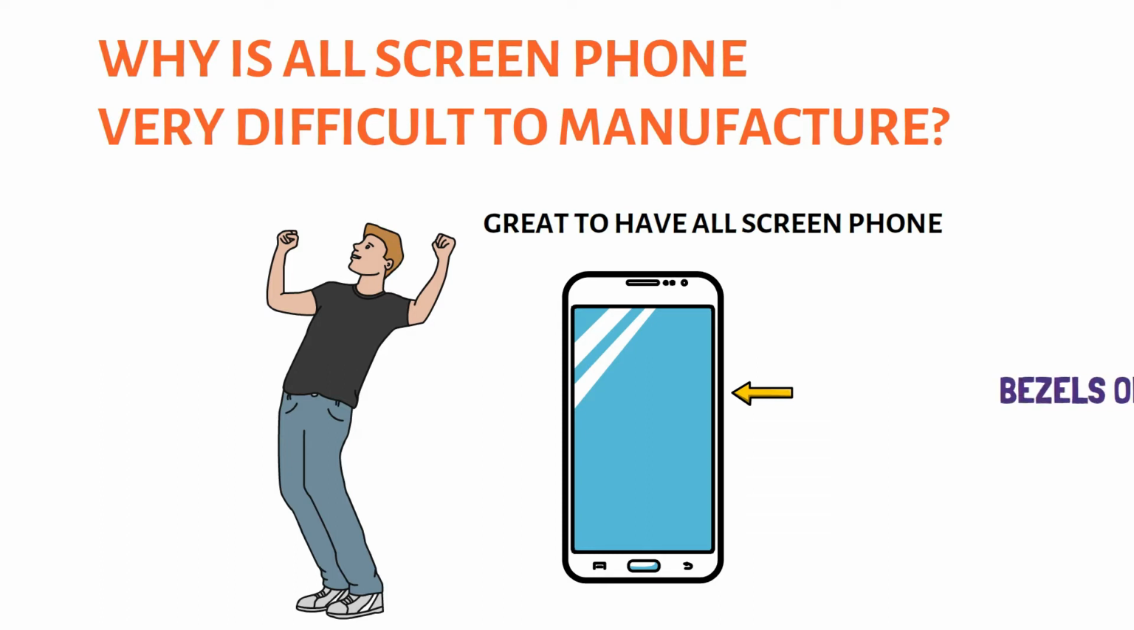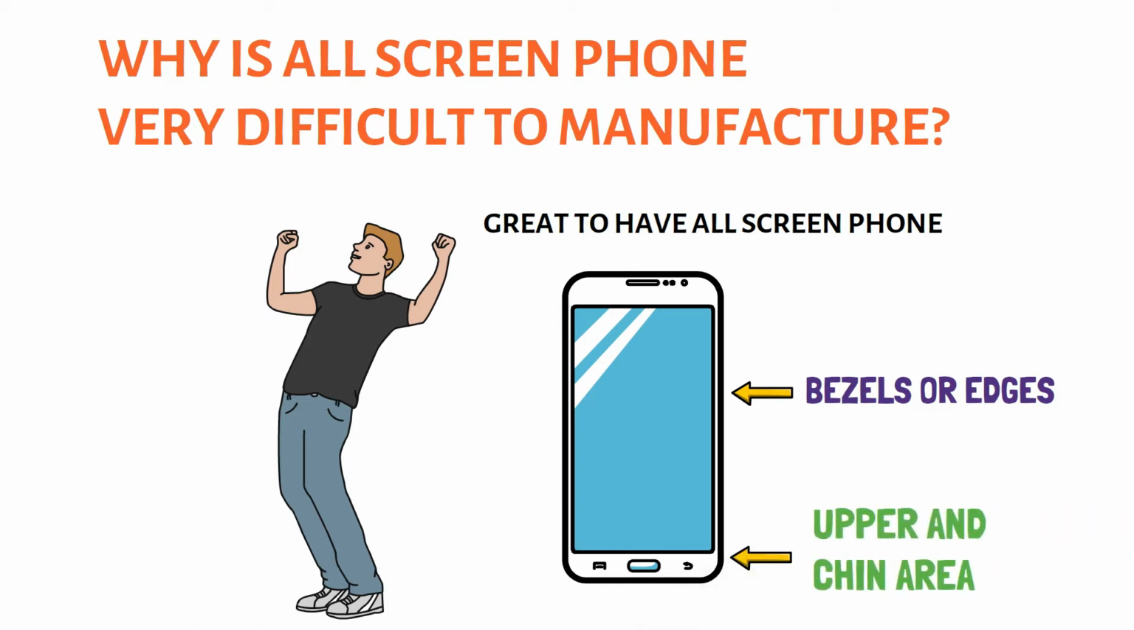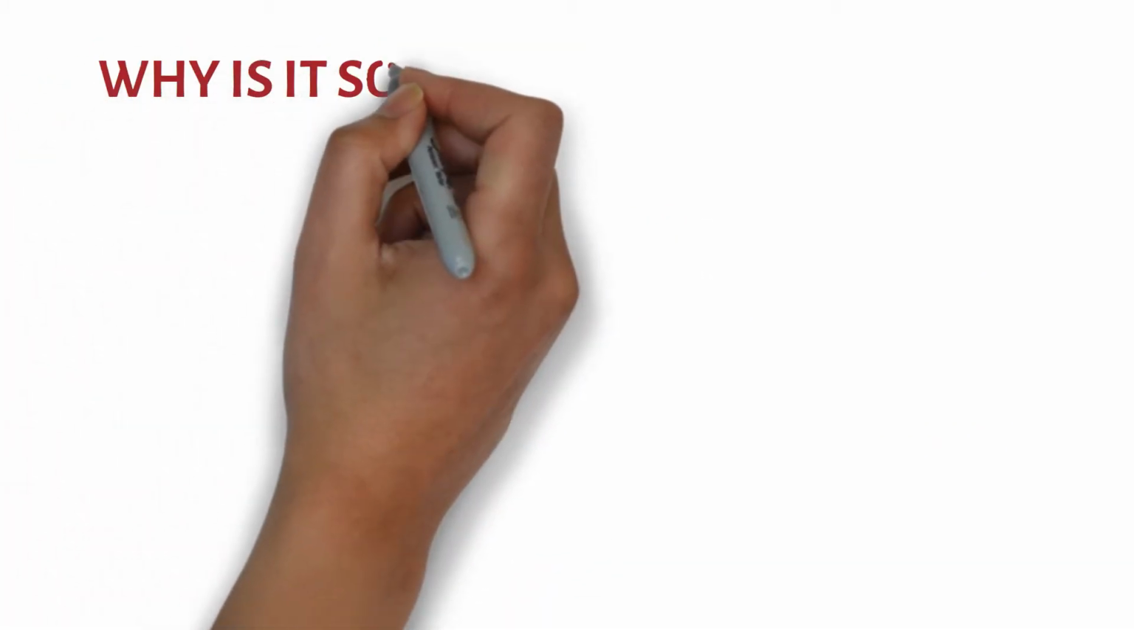Our current smartphones have bezels or edges around the screen, and on the top and bottom there is sometimes a cutout, a notch, and a chin area. So why is it so? Why are these borders present?